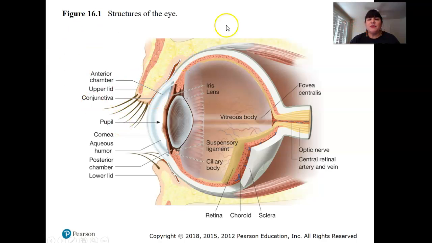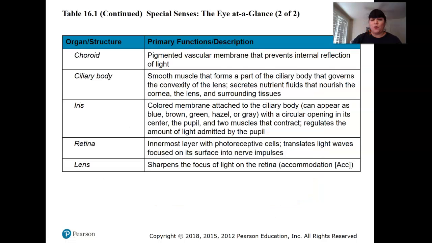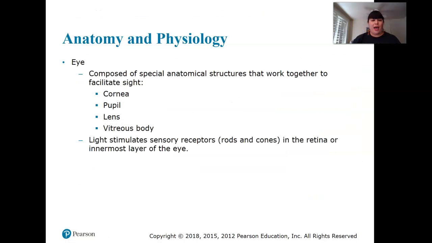So here, this is a really nice picture, right? So we could see the retina. Here, the choroid layer, there's blood vessels here to bring nourishment. And here's the sclera. The sclera is the white part of the eye. And the cornea, again, is the clear part. So this gives us an anatomical overview. So if I go back, eye, right? Special anatomical structures that work together to facilitate sight.